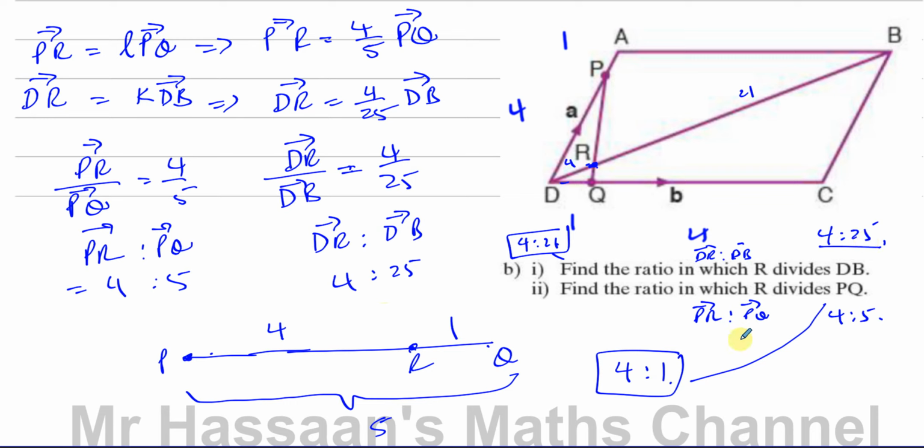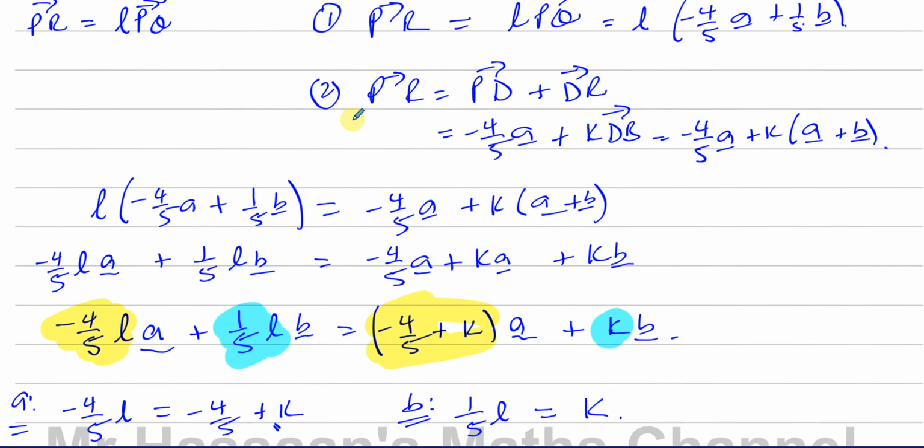But if it's find the ratio in which R divides these lines, then this is the first part. R is such that the first part from D to R is 4 parts, and from R to B is 21 parts. That makes 25 parts altogether. And R is such that PR is 4 parts out of 5, and RQ is 1 part. So the total is 5 parts. That's exactly how we set up the question in the first place as well.